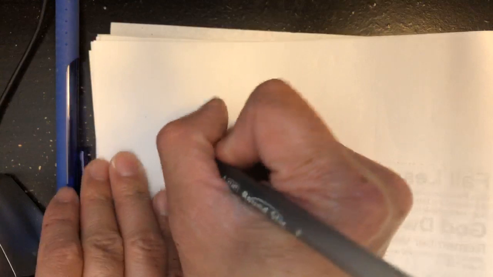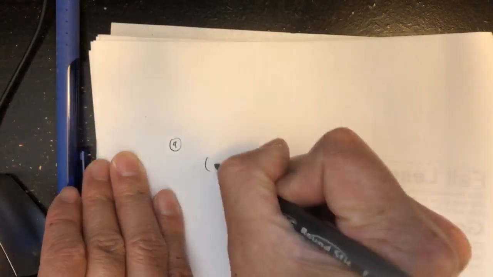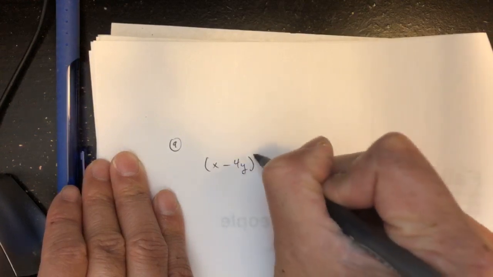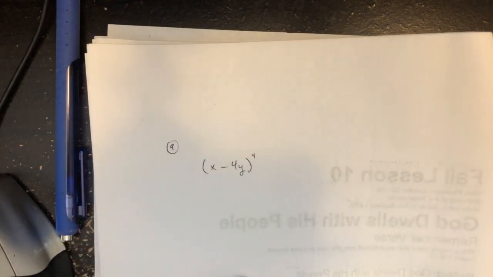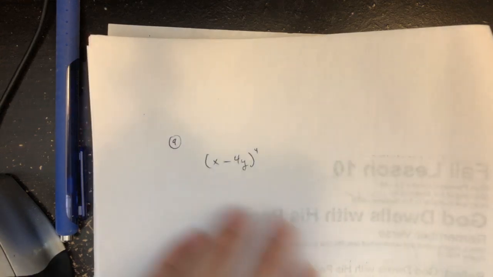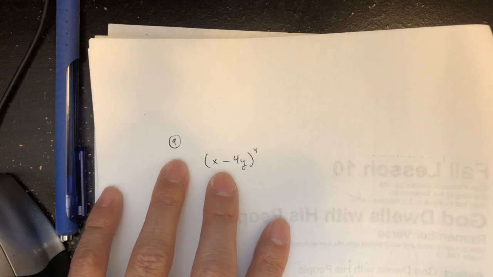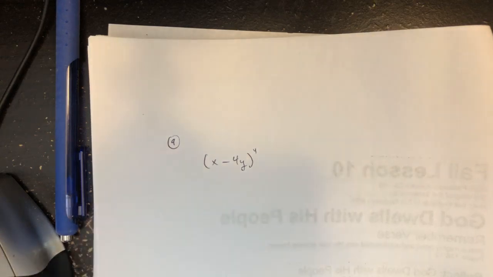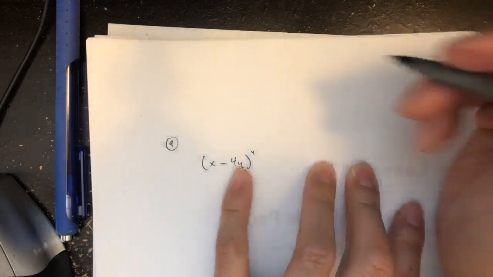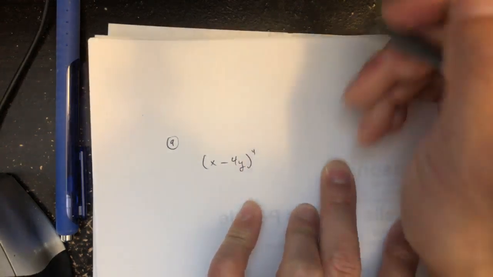So I have number 9, x minus 4y to the 4th power. And it wants to know what the third term is. So I'll just do the whole problem, and then we can look back at the answer. Now, you could use the binomial theorem, which is a complicated form which I didn't teach you, or you could just use Pascal's triangle. I don't have one in front of me. You have one on your formula sheet, so I'm going to go ahead and create one.